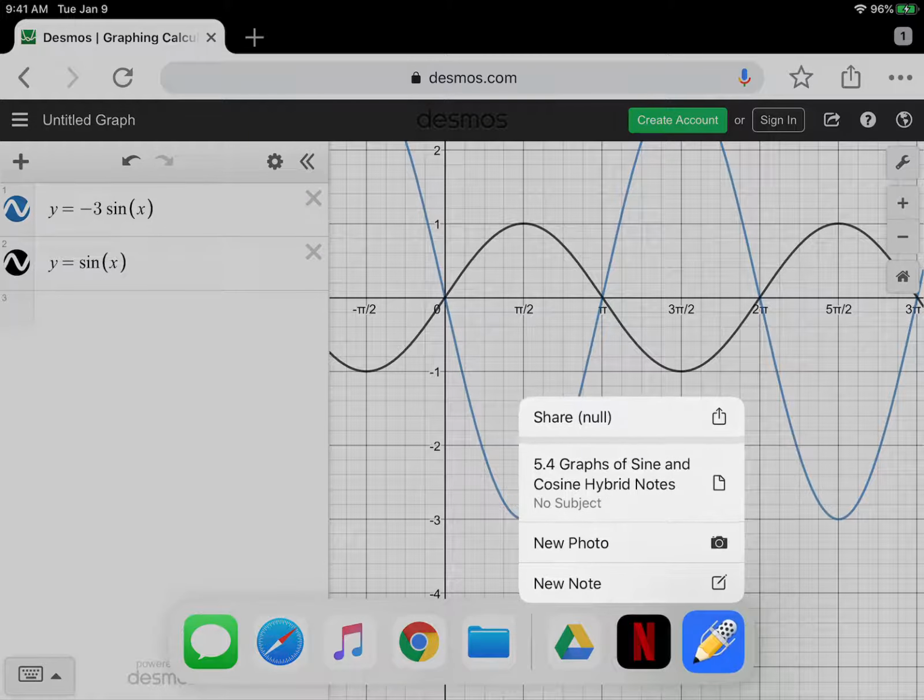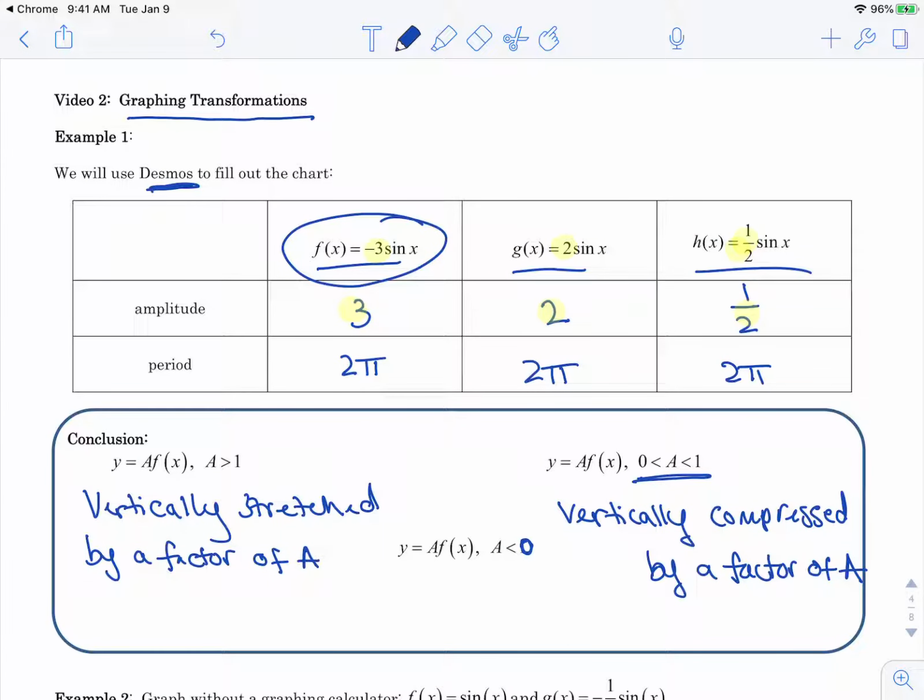So when you have a negative in front, make sure that you change that to a 0. This means it's reflected about the x-axis. I'm never going to say my amplitude is negative, because my amplitude is just talking about the height from the midline up, so it's always positive. But if it is negative, it's talking about a reflection as well. So that means there are two transformations happening.